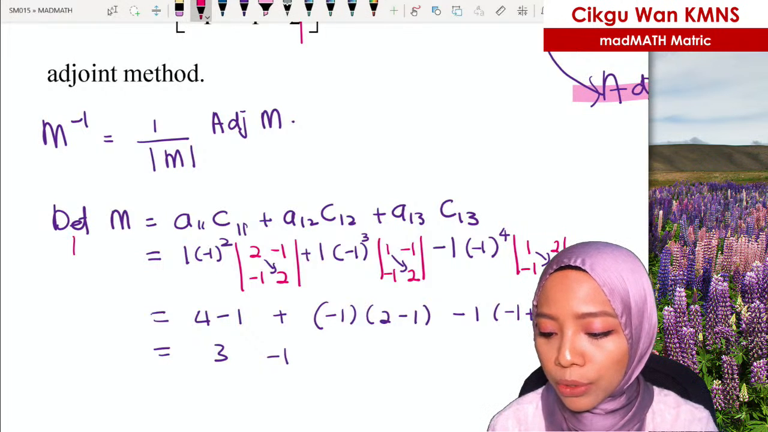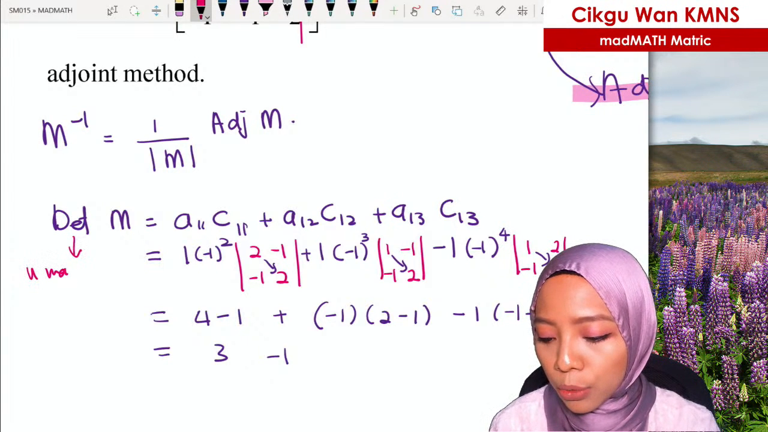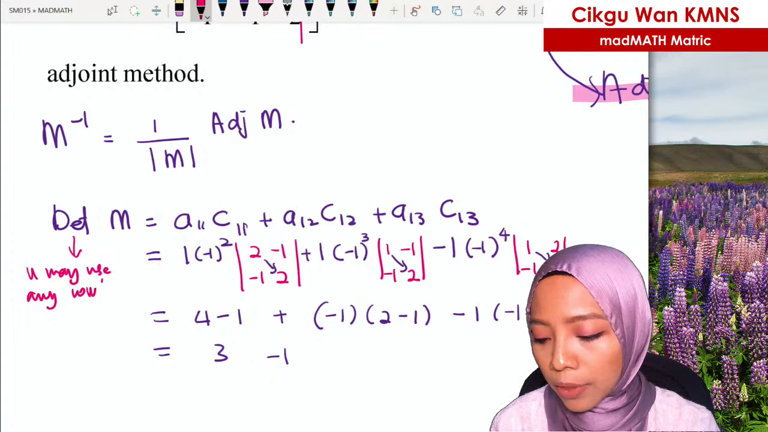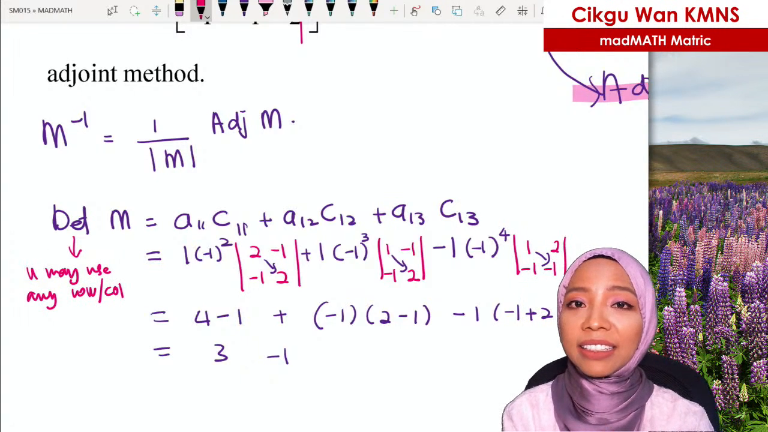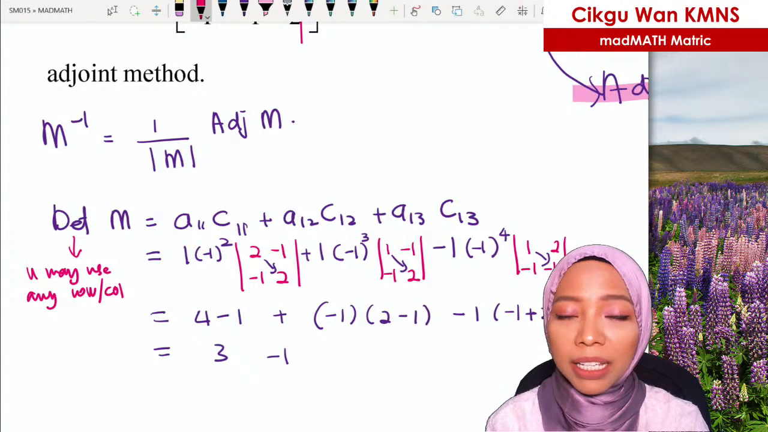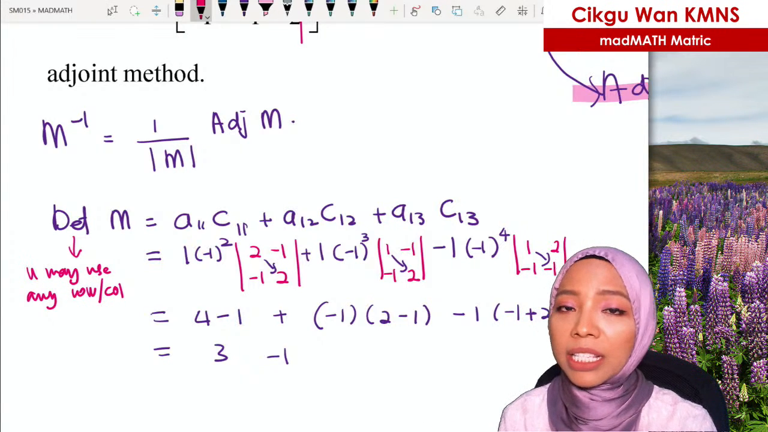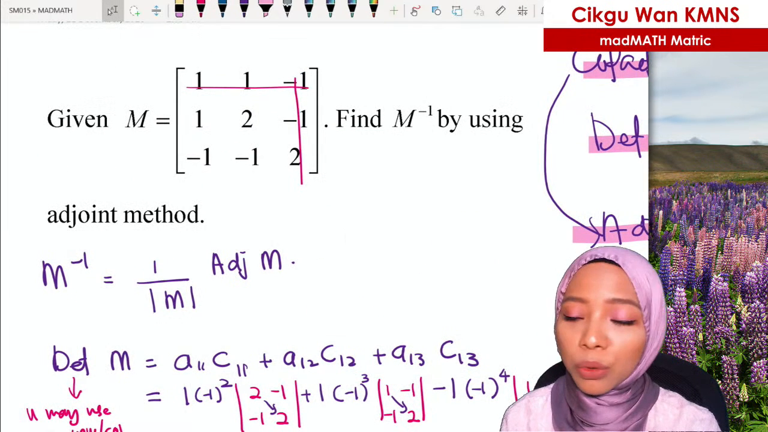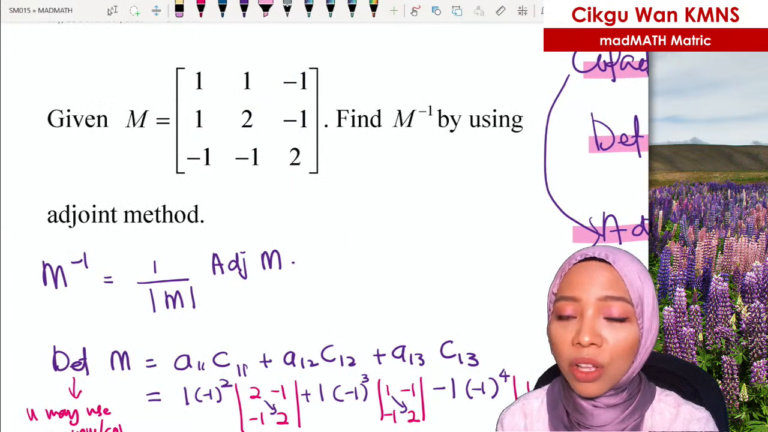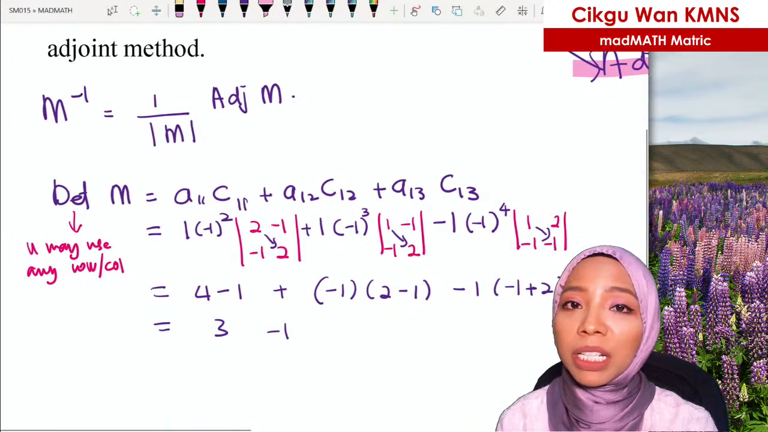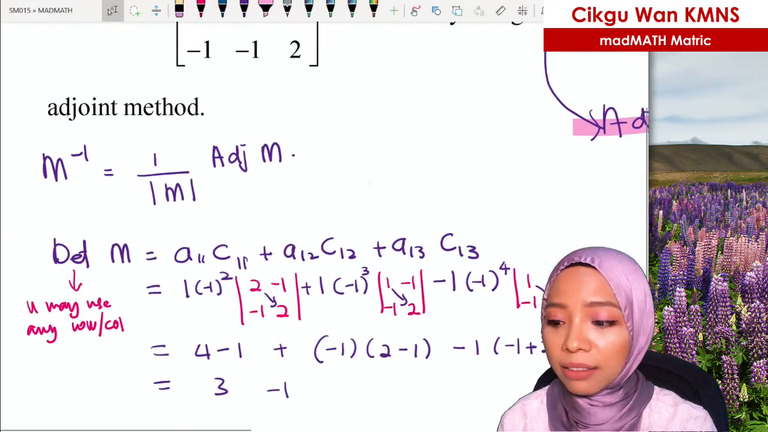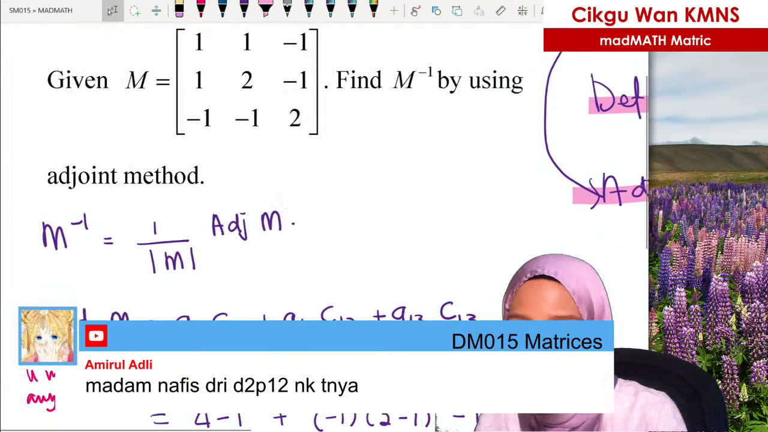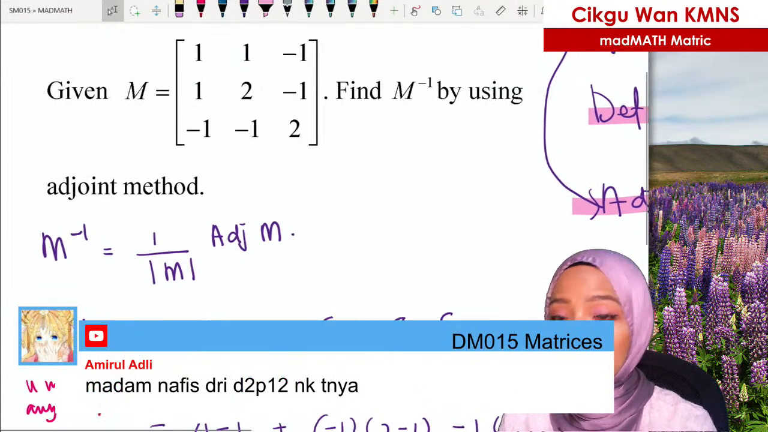Determinant, you may use any row or column. As I said earlier, yang paling bagus adalah the most zeros. Kalau dia ada zero, kita pilih yang itu. Tapi dalam kes kita ni, tak ada satu row atau column pun yang ada kosong. So, break even. Mana-mana you nak ambil suka hati. Tapi biasanya, kalau semua sama, kita ambil the first row. So, that's what I did.